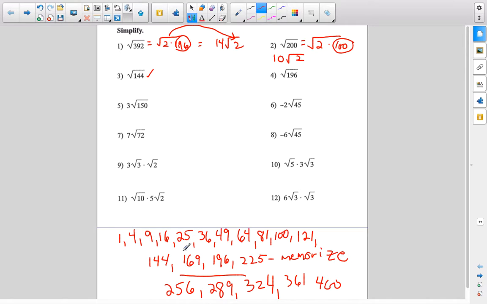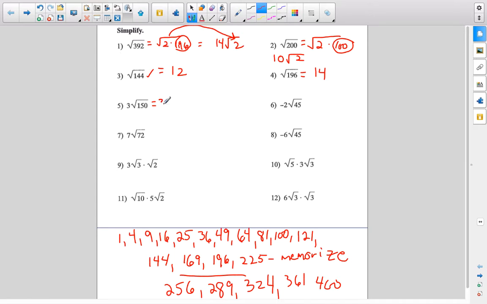144, that's in our list right there. So I know that what number times itself equals 144? 12. 196, that's in our list. What number times itself is 196? That's right, 14.